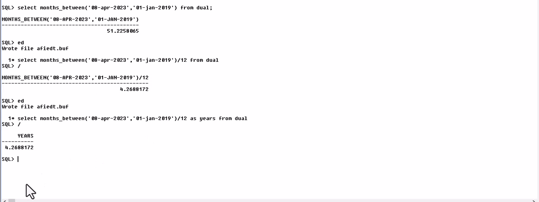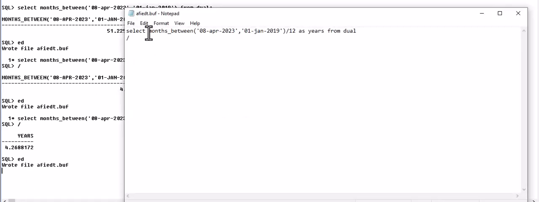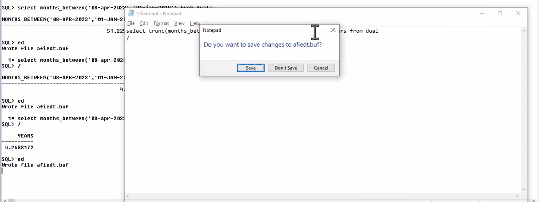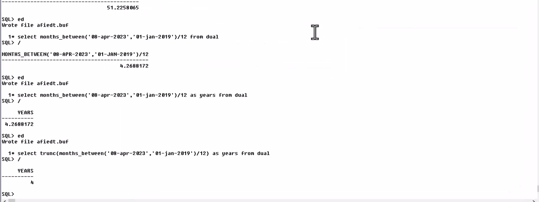It is clear that the number of whole years is 4, but the 0.2 years must be converted into particular months. So we exclude the decimal portion by using TRUNC. TRUNC will eliminate the decimal portion on the right side. So the years are 4.